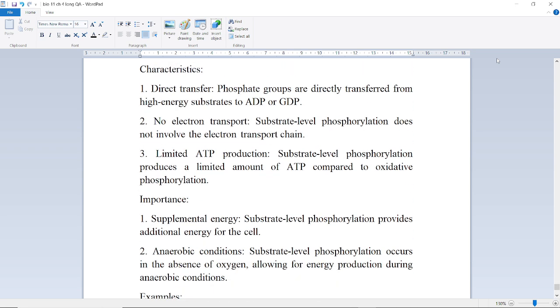Characteristics: direct transfer. Phosphate groups are directly transferred from a high energy substrate to ADP or GDP. No electron transport. Substrate level phosphorylation does not involve the electron transport chain. Limited ATP production. Substrate level phosphorylation produces a limited amount of ATP compared to oxidative phosphorylation.